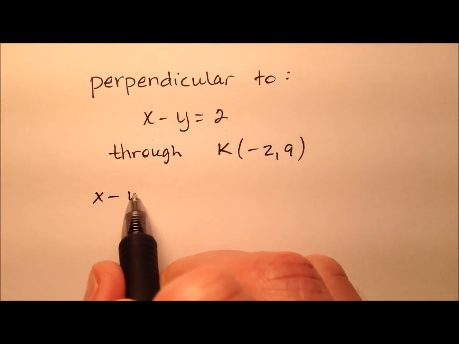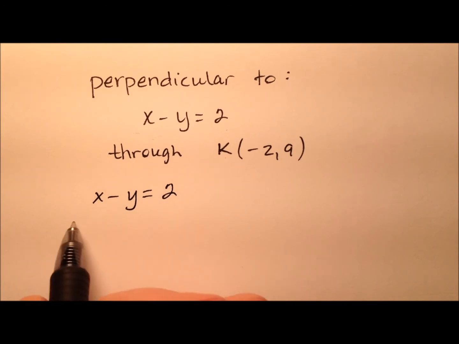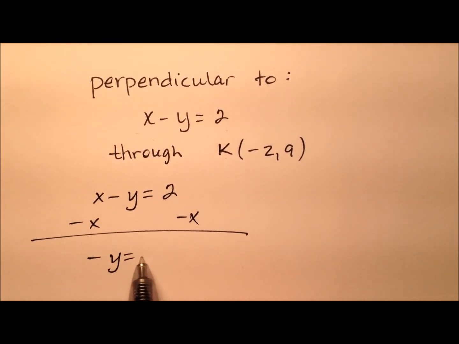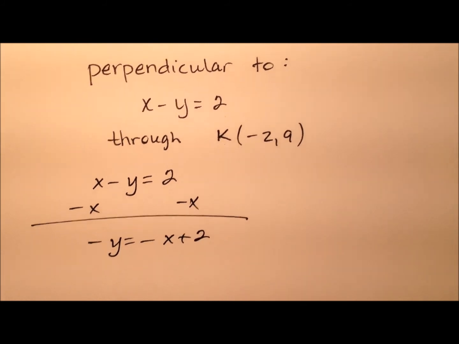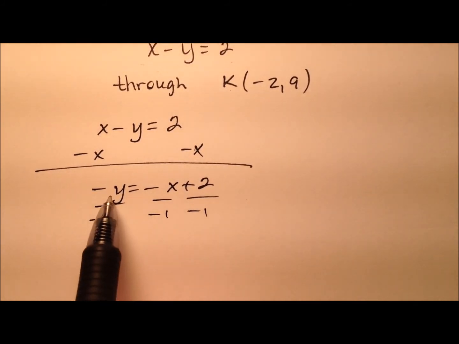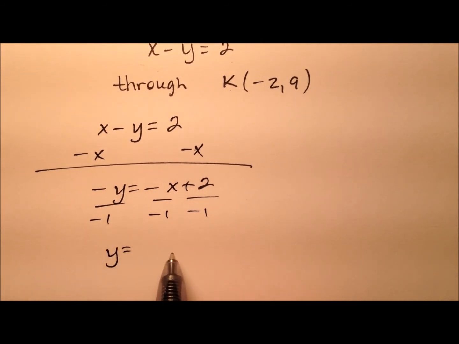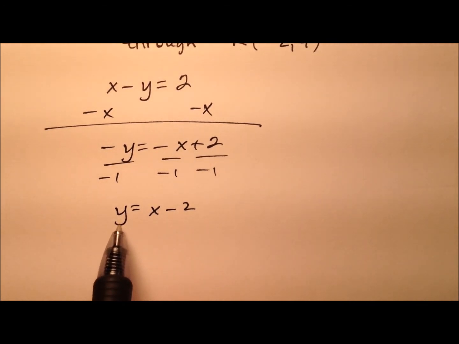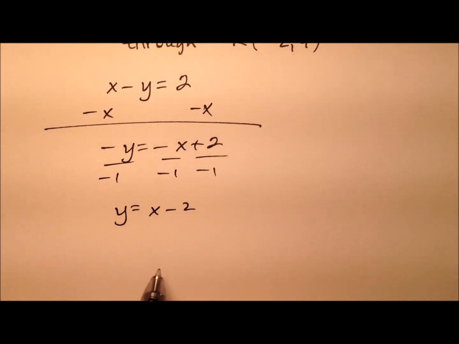So if we start with x minus y equals 2, I can subtract x from both sides, and I'll have negative y equals negative x plus 2. And then I can divide every term by negative 1 to get y by itself. So it looks like y equals x minus 2. Okay, so I put it in slope-intercept form so I could grab the slope. Well, y equals x minus 2, what is the slope of this right here?